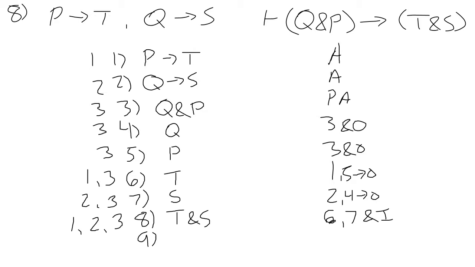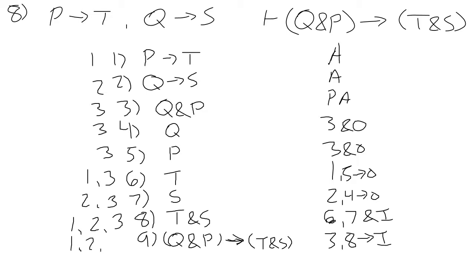We've got our PA here in line 3. So we will build our conditional statement like that. From 3 and 8, arrow in. 1, 2, and 3. We'll drop out the 3 since we did our arrow in. And we built it using our PA. So that is problem 8.